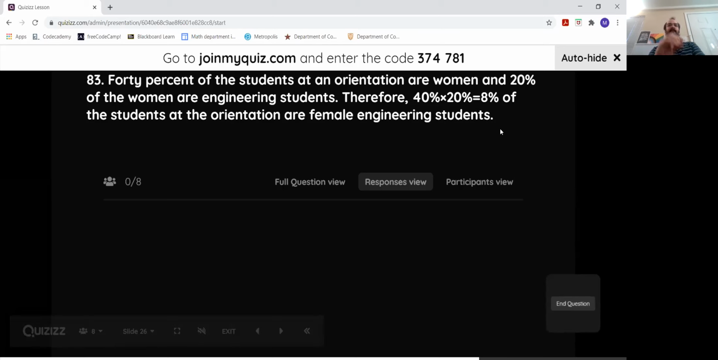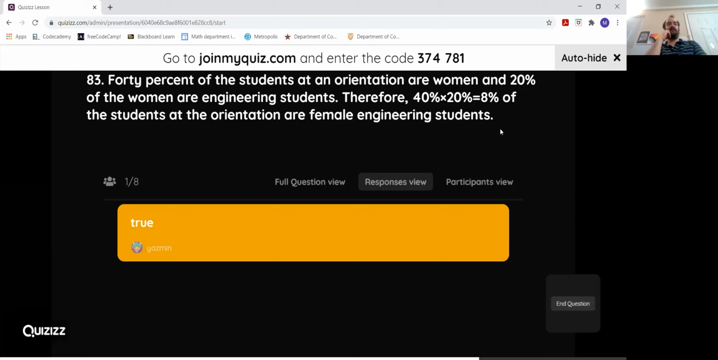Is this true? Would 8% of the people in the orientation be female engineering students? So try it. Try a number. Try it out. Does it work out? Can you prove it? That would be inductively, right? Can I get a sort of inductive proof of an example? Does it work for one example, and then if it does work for one example, did you find it true for one example, or did you find it true for everything? Because there's two different ways to look at it, is what I was trying to get at.